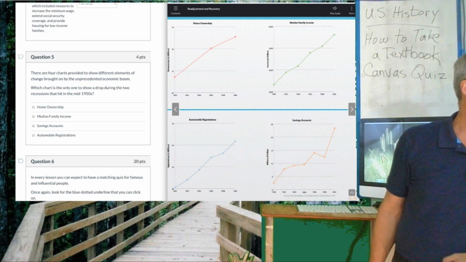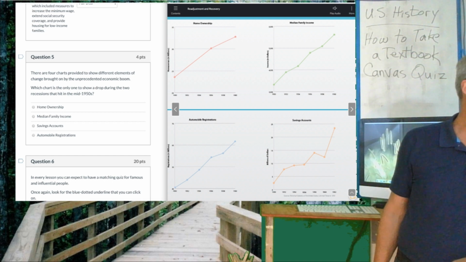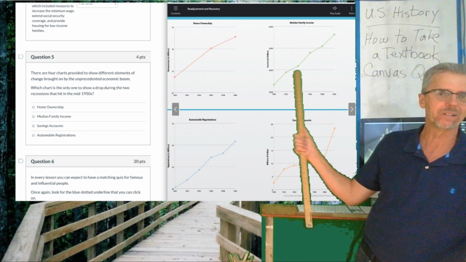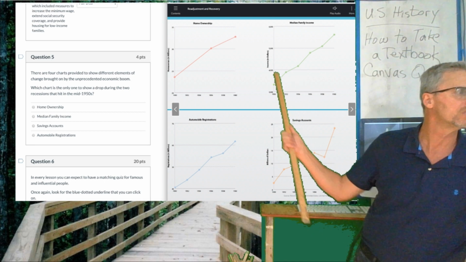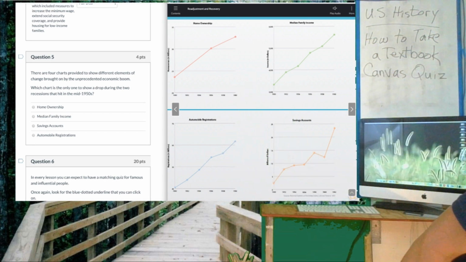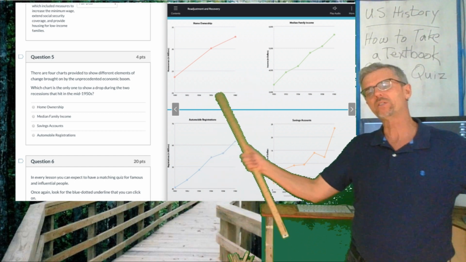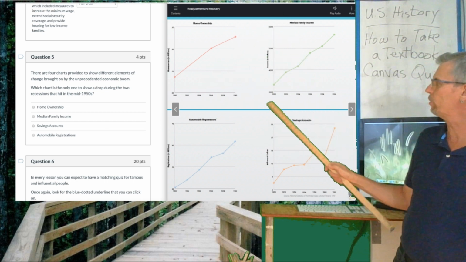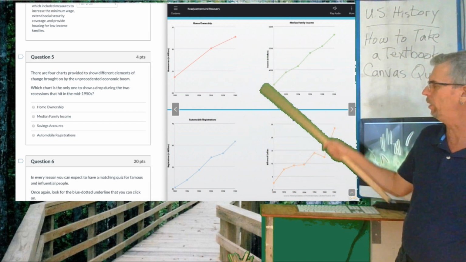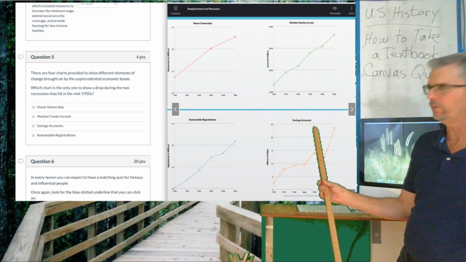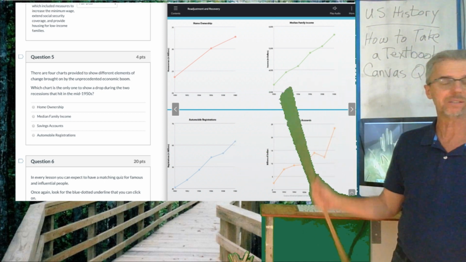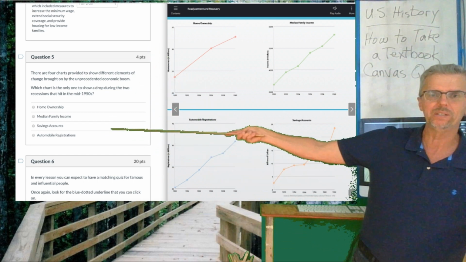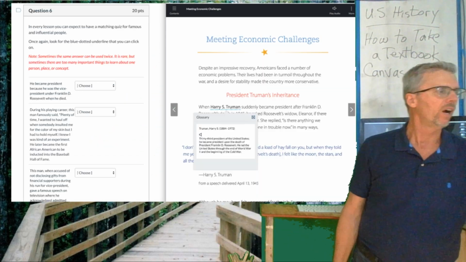And it says, which chart is the only one to show a drop during the 2 recessions that hit in the mid-1950s? So roughly about here, you're going to see the 1950s. It starts there. So here, there's only one that even has a drop. This one goes straight up, this one goes straight up, this one goes kind of up and still up, and this one here goes up, and back up again. So it's savings, okay? That's pretty easy. So hit the savings, and off you go to the next question.